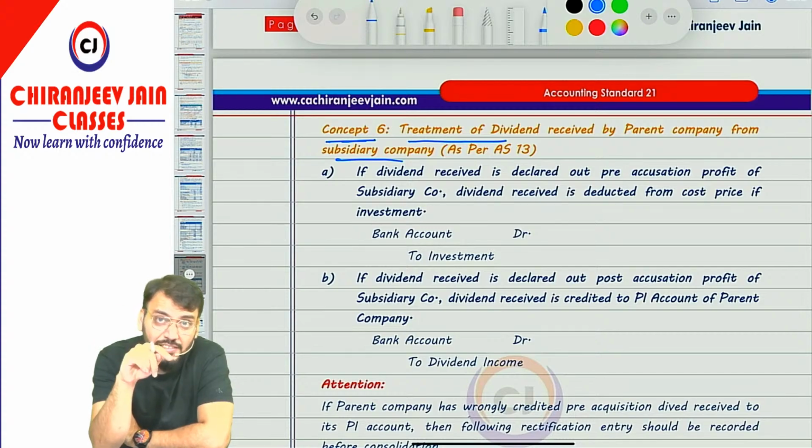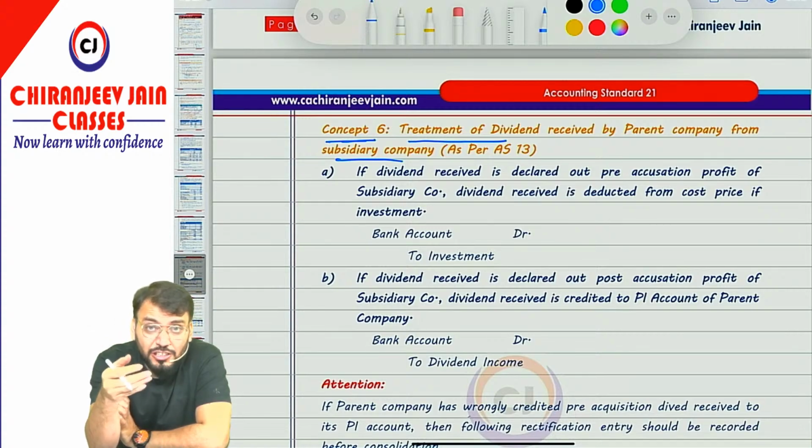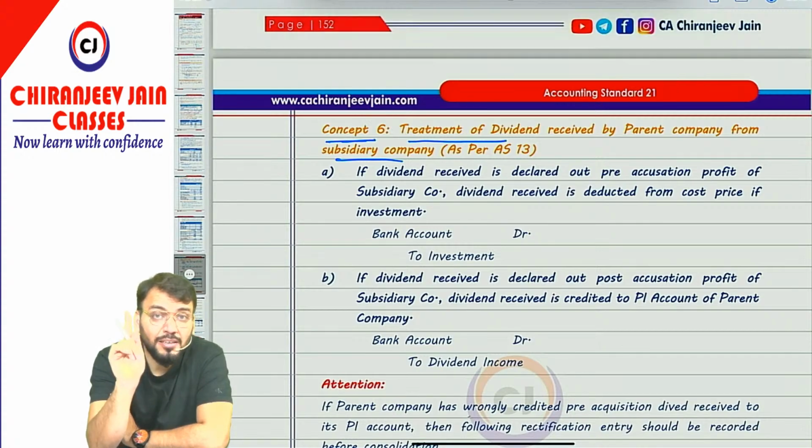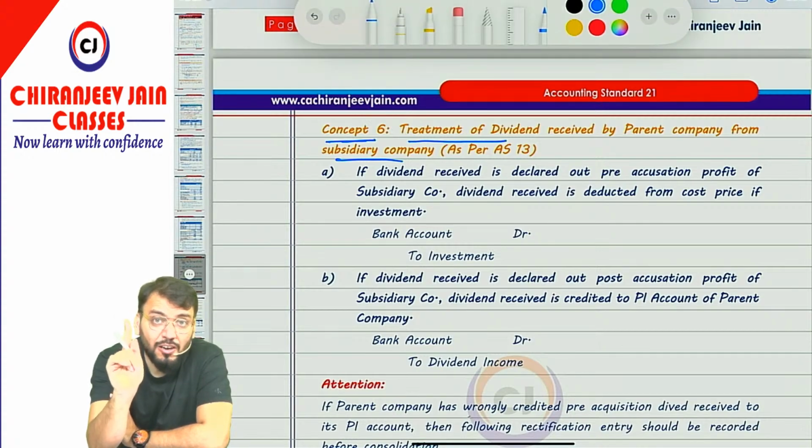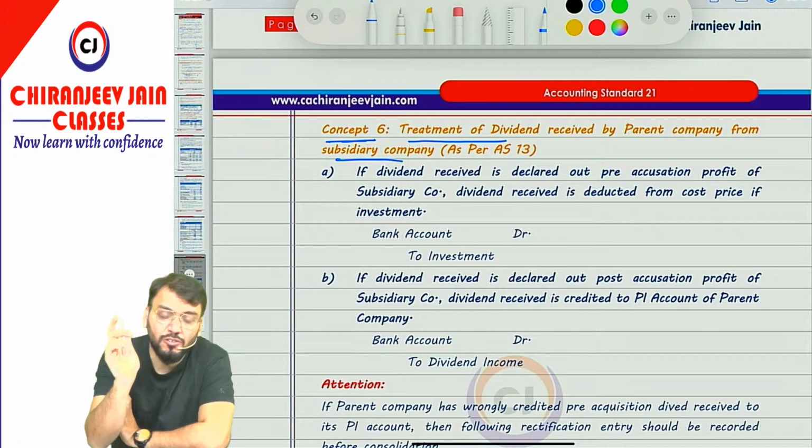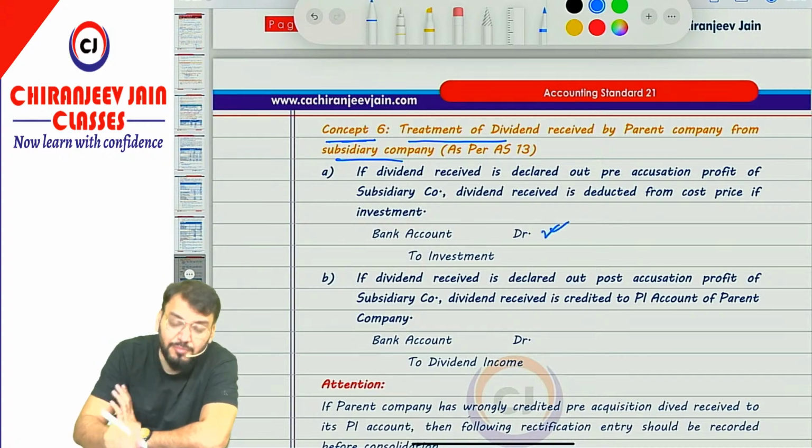What AS 13 says is that if any company is receiving a pre-acquisition dividend, that dividend will be deducted from the cost price of investment; it will not be transferred to the PL account. Any dividend which is declared out of pre-acquisition profit will be credited to the investment account. Then we pass one journal entry: bank account debit to investment account.